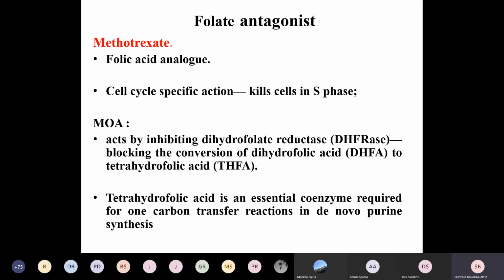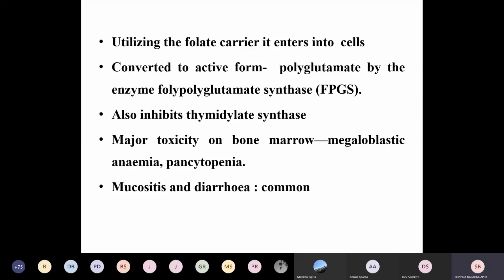This tetrahydrofolic acid is an essential coenzyme required for one-carbon transfer reactions in de novo purine synthesis. So now purine synthesis is defective. Utilizing this folate carrier, it enters the cell and converts to the active form. It also inhibits thymidylate synthesis. So folic acid and thymidylate are not available.